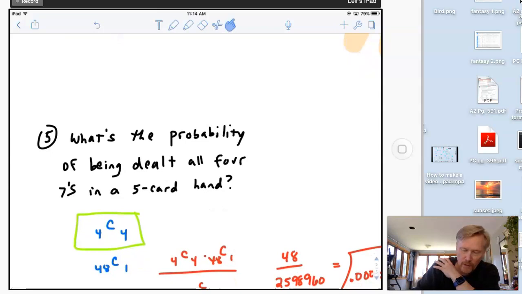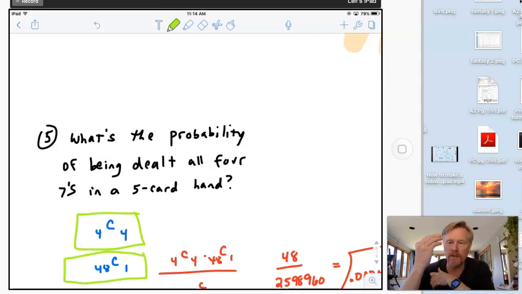Next, I'm going to figure out, there's only one other card, right? I'm getting 5 cards. 4 of them are sevens. That leaves one other card. So that's where the 1 comes from here. And if I took the 52 cards and subtracted out the 4 sevens, that's 48 left. So that's my 1, 48 are my 2 numbers for the combination.